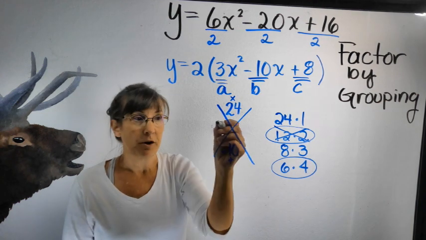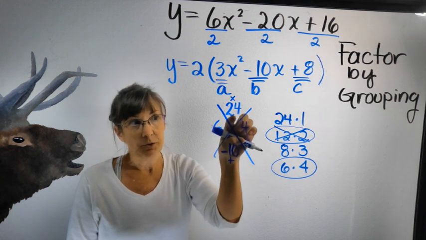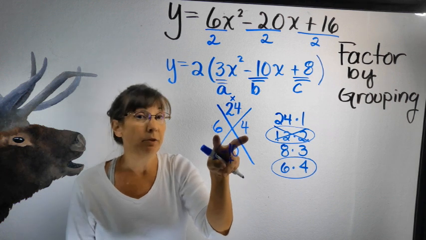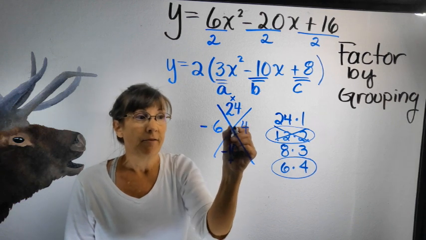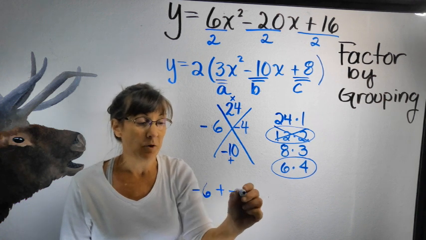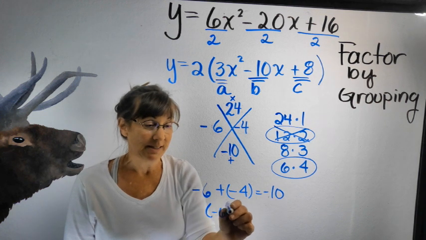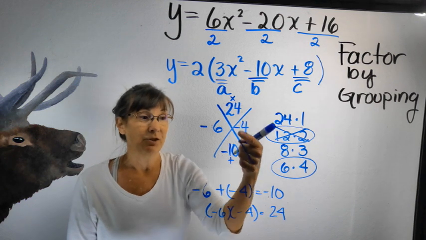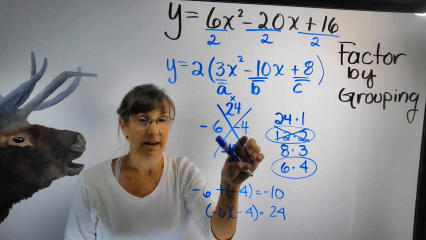Let's look at the 6 and the 4. So 6 and 4. Well, to multiply to come to a +24, these either both have to be positive or they both have to be negative. Well, to add to a -10, if I make both of them negative, -6 plus -4 equals -10. -6 times -4 is a +24. And these are the numbers that I'm trying to get to. So I know that my two magic numbers are -6 and -4.